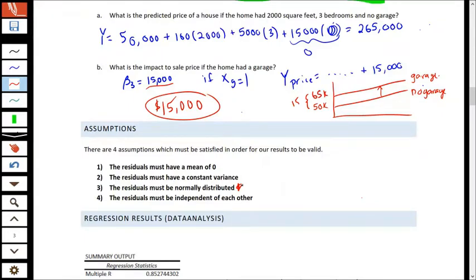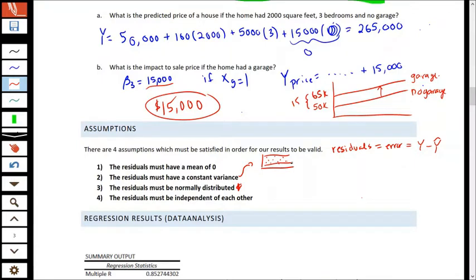So the residuals, and remember, residuals are just the error terms, right? They are whatever your actual y value is minus whatever your model predicted. And anything with a hat in regression means that you predicted it. So they must have a mean of 0. They must have a constant variance. So constant variance means that if you were to scatter plot them, the scatter plot looks about the same, okay? Like it's got the same width all along.